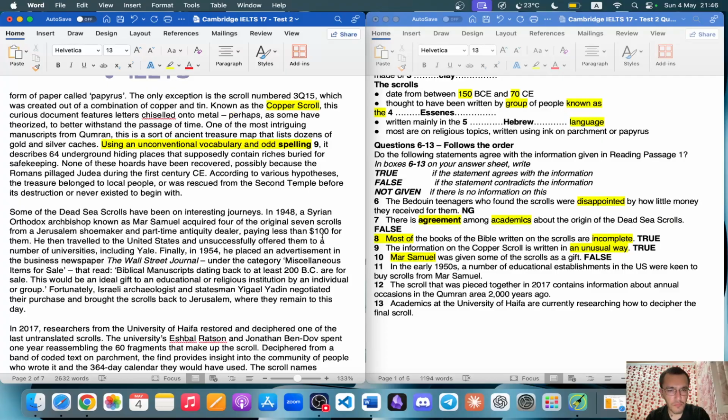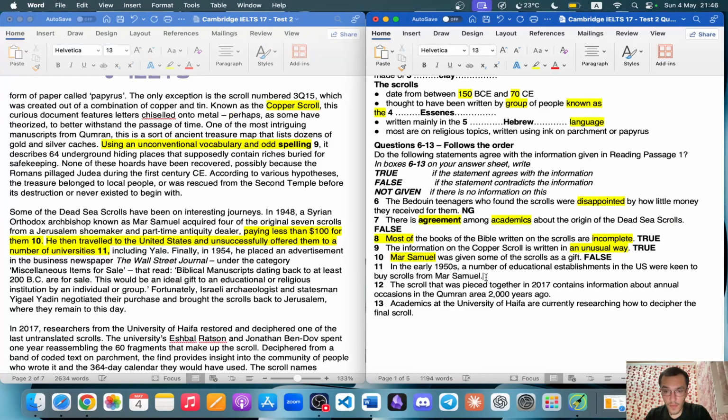Then I'm going to highlight that over here. So give that a go. So number 10. Right, number 10. There we go. He then traveled to the United States and unsuccessfully offered them to a number of universities. Again, another answer we have. Unsuccessfully offered. So we have number 11.